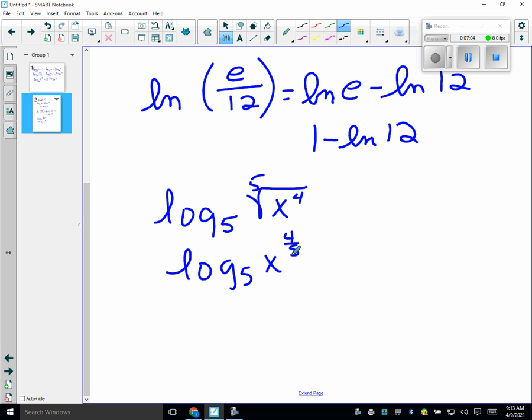So it's always the one on the inside over the one on the outside. Doesn't there need to be something on the outside? Now I need to bring this out front. Okay. So it'll be 4/5 log base 5 of x. See, I wanted to review that little exponent rule before we did a hard one.